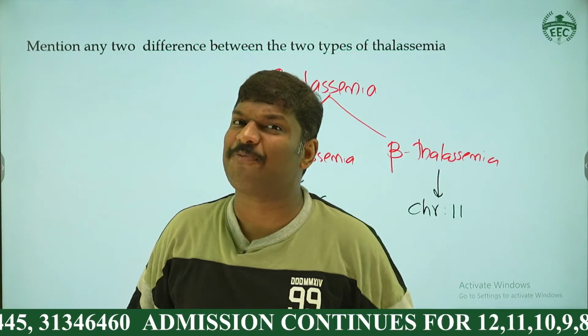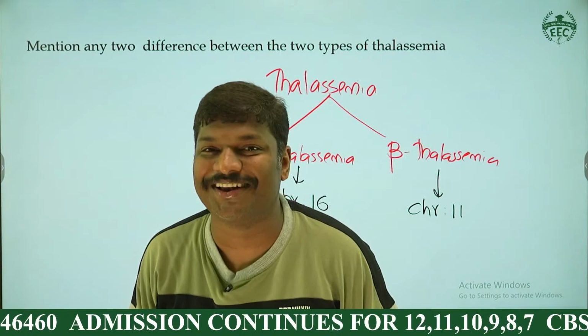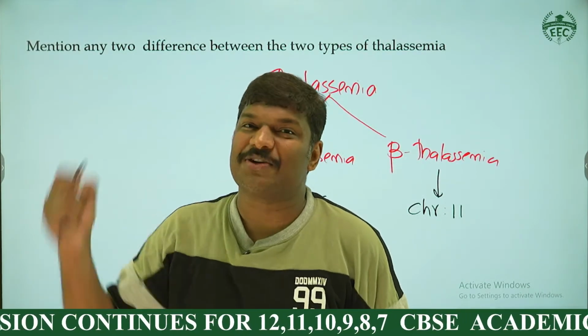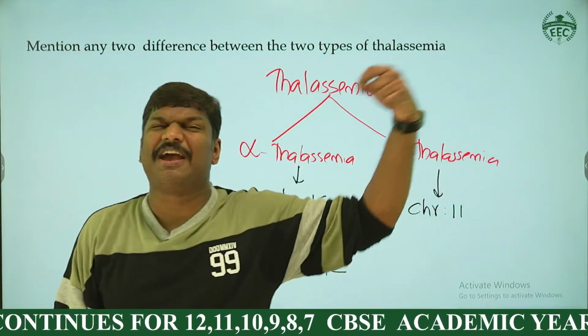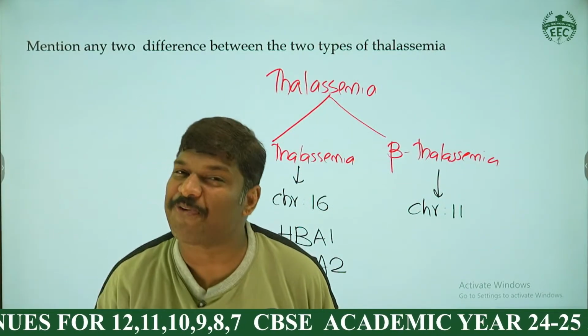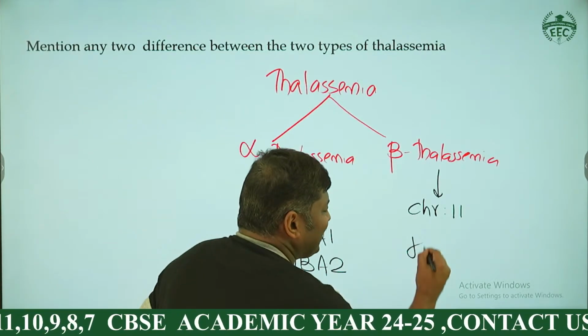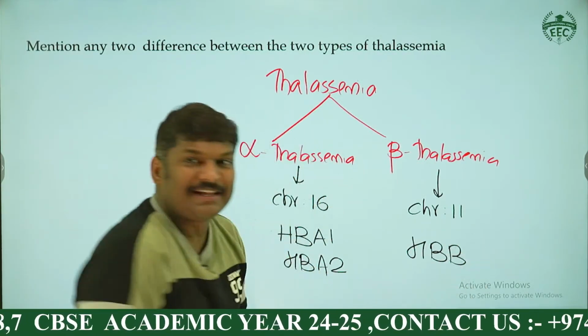And then why do I use the word 4? Because one is from paternal, other one from maternal. Each one is in pairs. And you are getting HBA1 from father, HBA1 from mother, HBA2 from father, HBA2 from mother. So total 4. And here you can see there is only 1 gene. That's why there is no number.